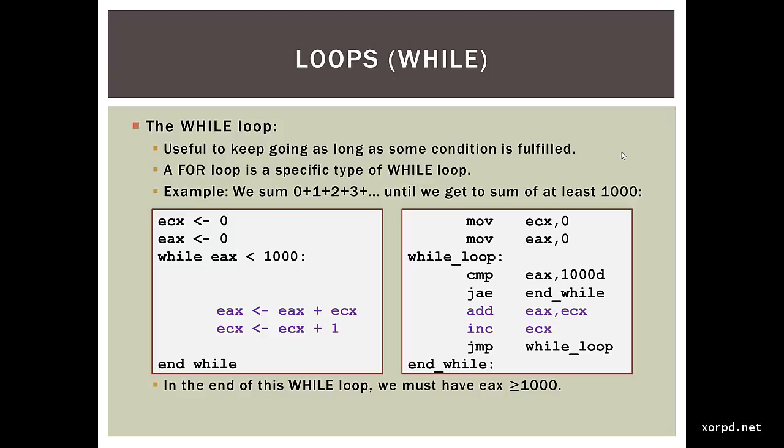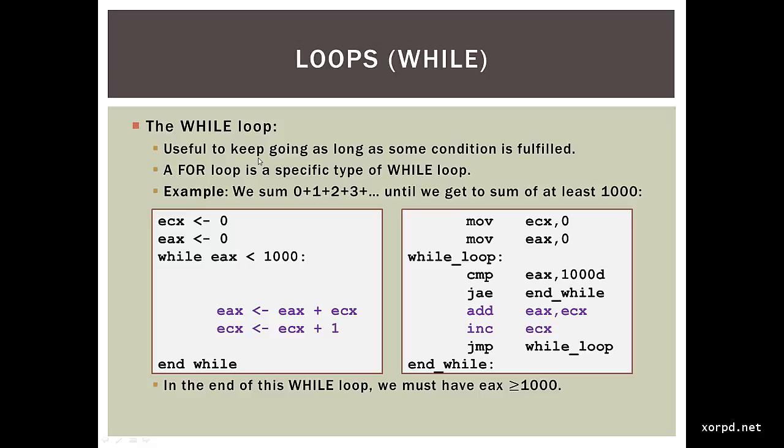Let's take a look at another kind of loop. This time it is going to be the while loop. As its name says, this kind of loop is useful to keep going as long as some condition is fulfilled. Just something to think about, a for loop is a specific type of a while loop, where the condition to be fulfilled is that the index becomes big enough. In the future, you will have an even better understanding of this statement.